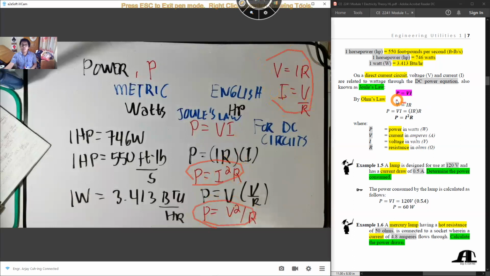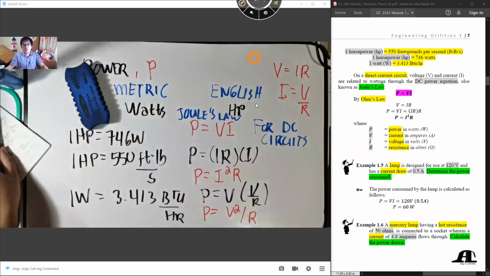Okay? Pero ang i-memorize ng class, power is equal to ito. I-memorize lang natin. So, dalawa na yung formula natin class. Joule's law class, power is equal to voltage times current. Tapos yung Ohm's law class, current is V over R. Okay? So, with this class, example tayo.